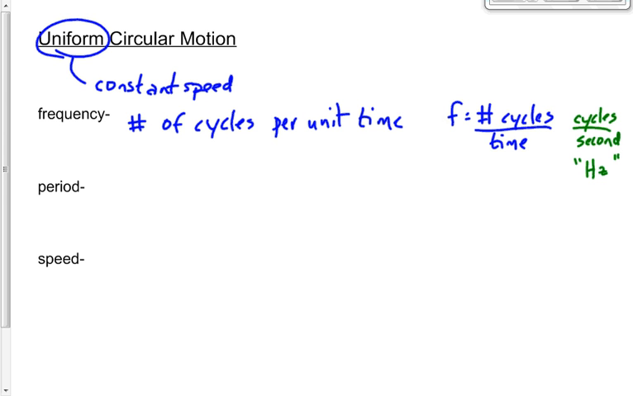Period is real closely related to frequency, but not the same thing. The period is in fact the inverse of the frequency. It's the time per cycle. The amount of time that it takes to complete 1 cycle.